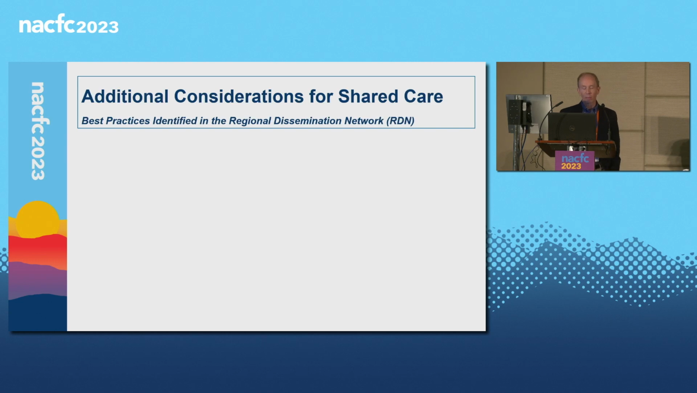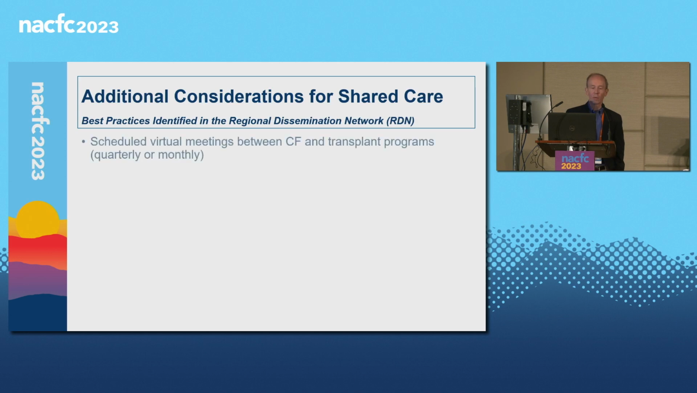So one of the quality improvement initiatives that came out of the Learning and Leadership Collaborative is something called the Regional Dissemination Network. Margie Godfrey and her group at the University of New Hampshire, with funding from the CF Foundation, has established relationships between transplant centers and regional CF centers who use those transplant centers. So a number of best practices were identified from this work over the last couple of years, and we'll just share a few of them based on those observations.